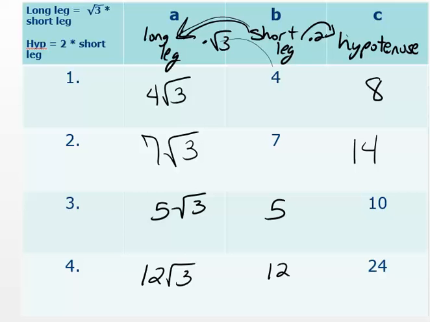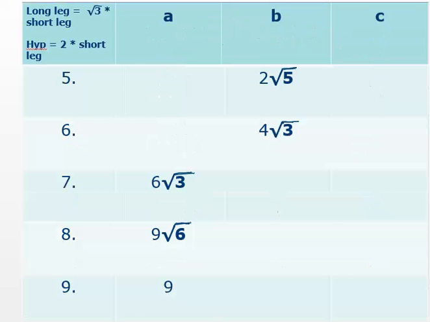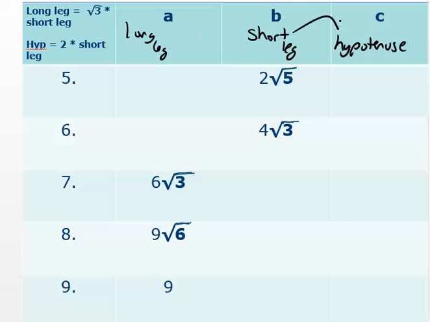Let's look at a few more examples with our 30, 60, 90 right triangle. Again, we said B is our short leg. C is our hypotenuse. A is the long leg. This one, to go to the hypotenuse, is times 2. To go to the long leg, it's times rad 3. So our short leg is 2 rad 5.